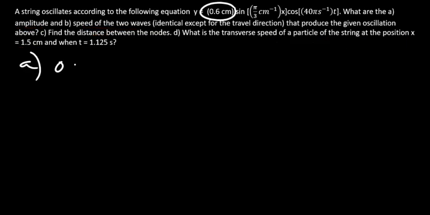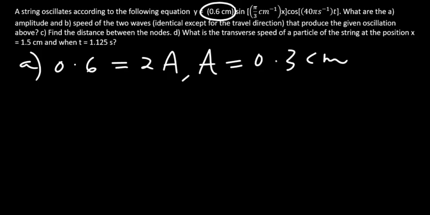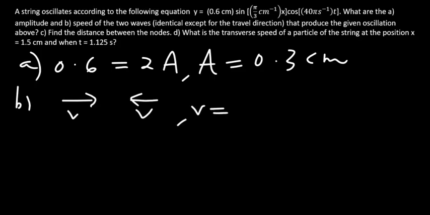So part A is easy. The 0.6 cm is 2 times the original amplitudes. So that means the amplitudes of the original two waves would be 0.3 centimeters. Part B, speed of the two waves. The original two waves that were moving in opposite directions were traveling waves with some speed v. And this speed v is given as omega over k, as we have seen from our previous video, where omega is the angular frequency and k is the wave number.